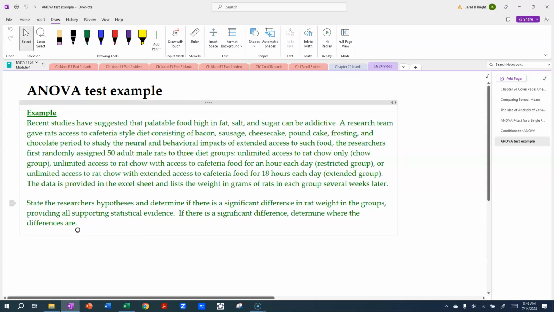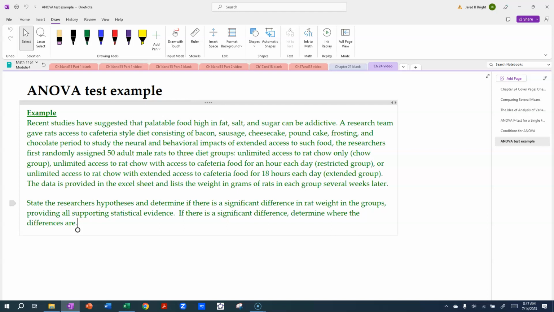All right, one final example that uses an ANOVA. Here, I pulled this from the textbook, and so we're looking at diets, right? The researchers gave some rats access to a cafeteria-style diet, where they gave them access to certain foods to study neural and behavioral impacts. They randomly assigned 50 adult male rats to 3 diet groups.